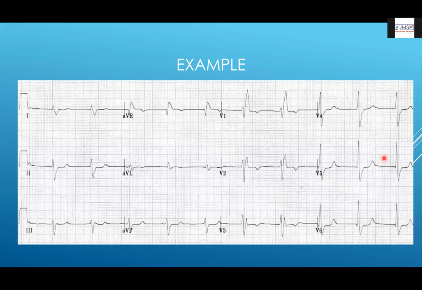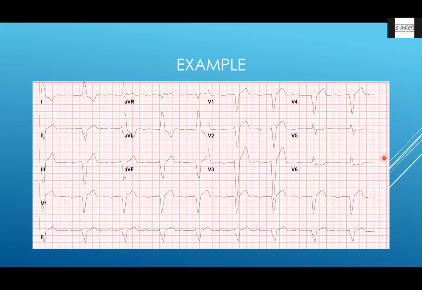This is another bundle branch block, but this is a left bundle branch block. And what we see here is that we have a deep Q wave. We might have a small positive deflection in V1, but it's usually a very deep Q or a deep S wave, as well as a positive RSR in V6. And so this is a left bundle branch block.